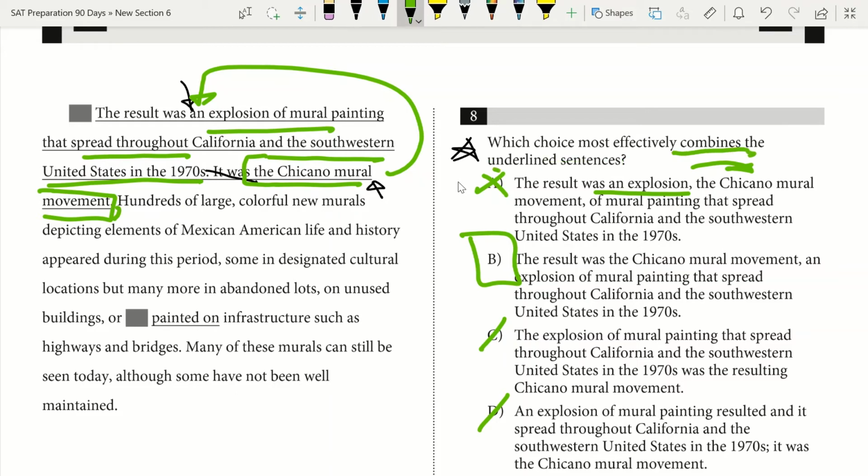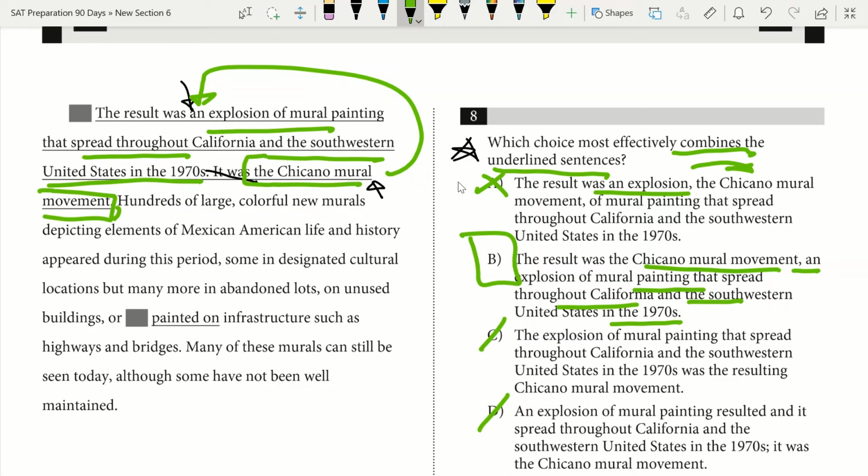The first thing I'm going to do is read the sentences I'm asked to combine. When I do that, I usually try to come up with my own idea of how I would combine those sentences. You'll recognize a lot of times that when you're combining sentences like this, one of them will be modifying or defining a word in another sentence. In that case, you want to take the word that's being defined and pair it with whatever is defining it. So in this case, I'm pairing the Chicano mural movement to its definition, right? An explosion of mural painting that spread throughout California and the southwestern United States in the 1970s.